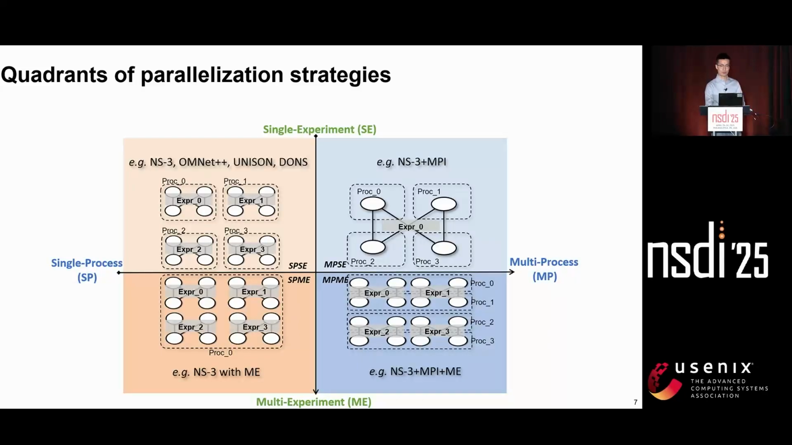Further, we first propose categorizing parallel strategies along two axes. One, single process versus multiple processes: should we use a single process or multiple processes to accelerate a single program? Two, single experiment versus multiple experiments: should we execute one independent experiment or multiple independent experiments with one single program? As a result, we get 4 parallel strategies.